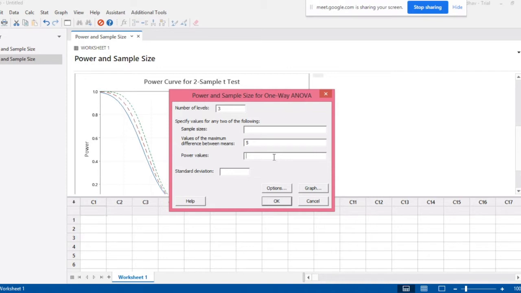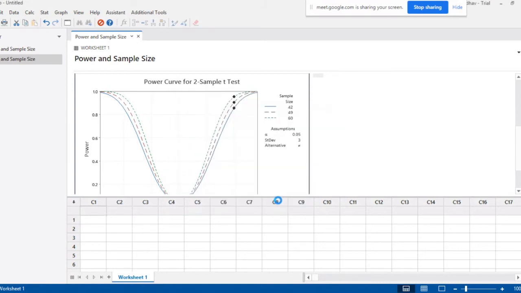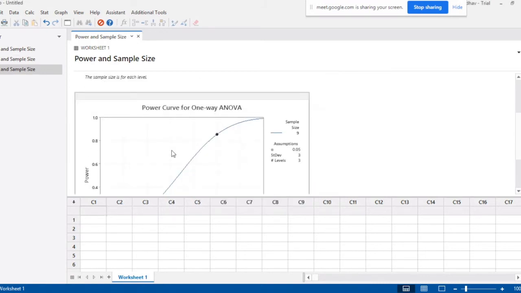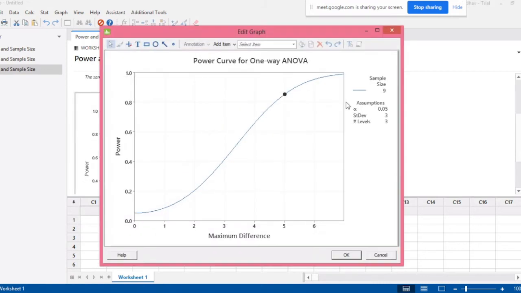So power is 0.85, and standard deviation we will consider as 3. So this is the sample size, 9. Okay. For the same example, you can use that data and you can calculate the sample size.